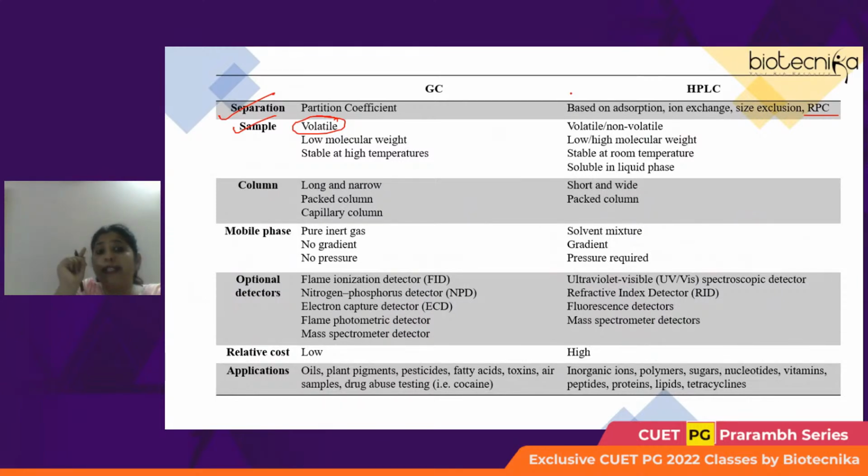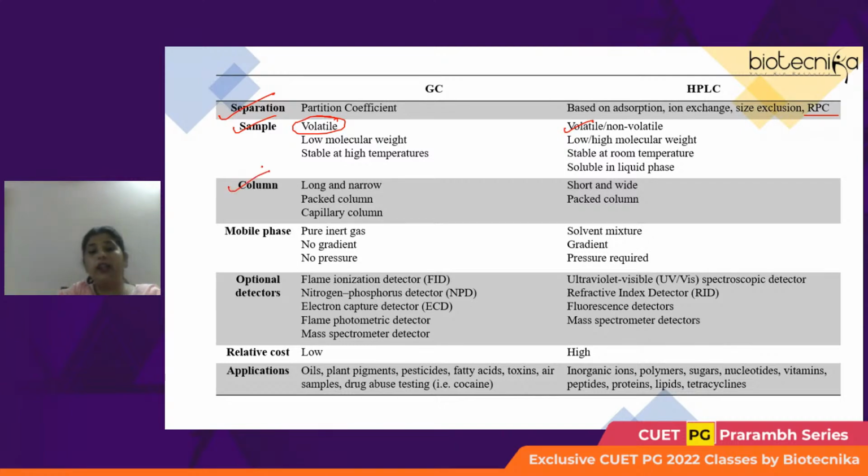And yes, it should be stable. It should not get denatured, because when you raise the temperature, your sample should not get denatured. However, for HPLC, you can use volatile or non-volatile, low or high molecular weight samples. The component you want to separate can be volatile or non-volatile, low or high molecular weight. And usually in HPLC, we don't provide high temperature. It is performed at room temperature only.